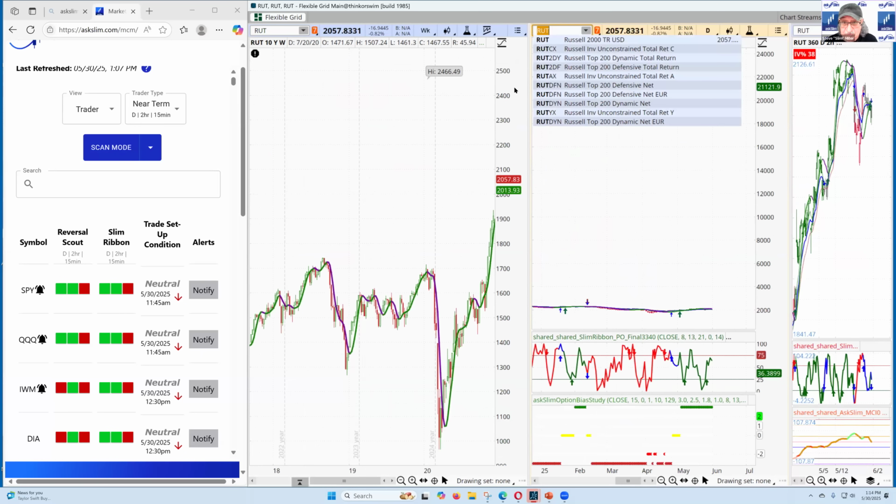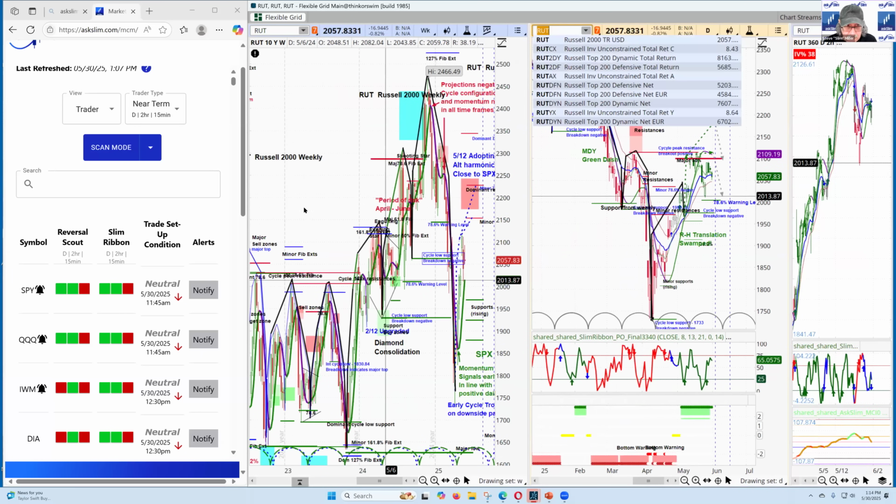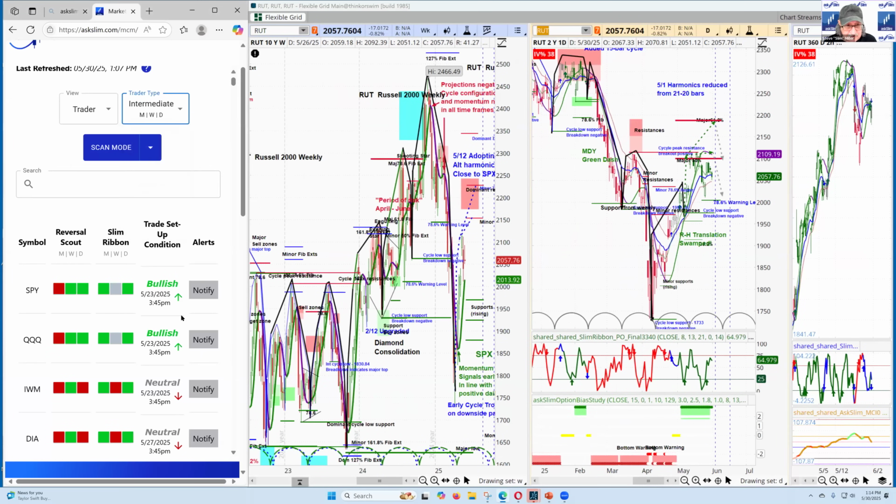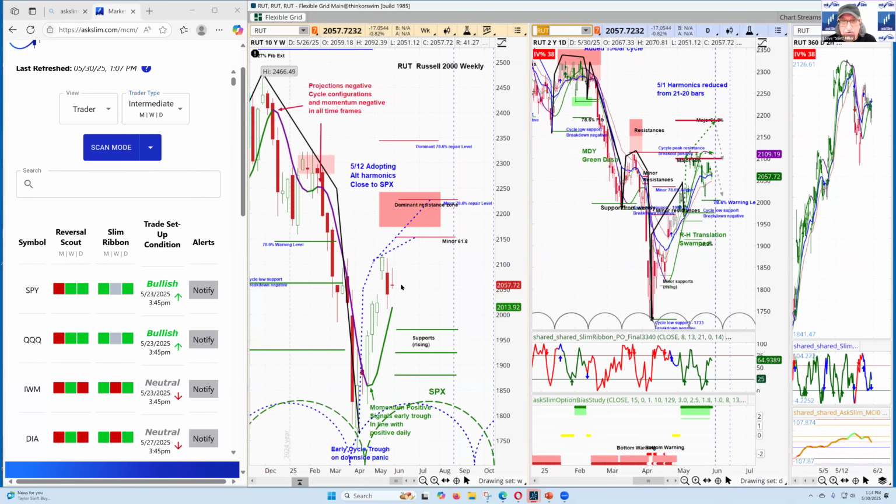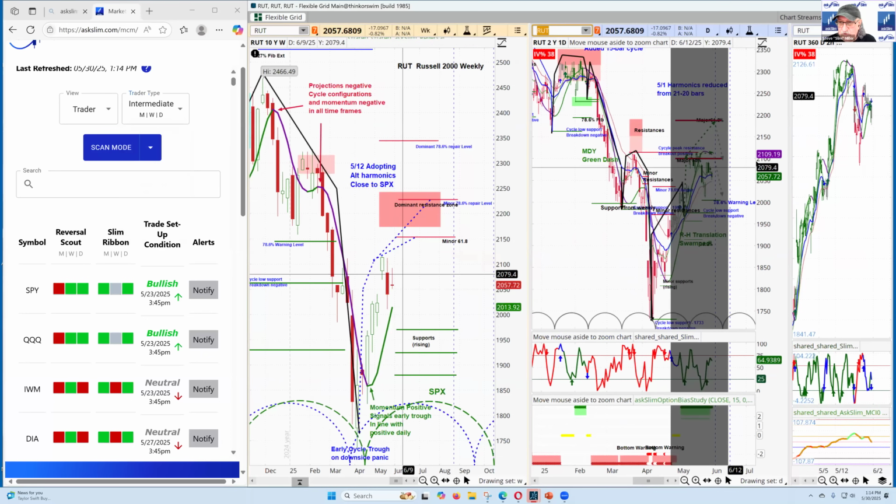The Russell, RUT. Let's switch over here to the intermediate. The Russell is neutral on the intermediate right over there, so it's a bit weaker, and you can see it didn't get anywhere near up as high on that weekly chart.